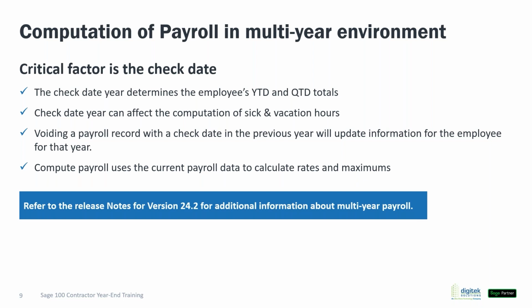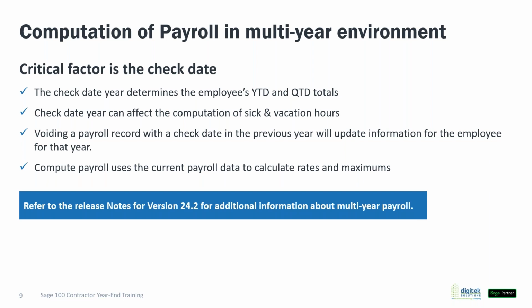Okay, so what happens when you're computing payroll in a multi-year environment? The critical factor is, what is the payroll check date? That's going to determine your employees' year-to-date and quarter-to-date totals. It will affect the sick and vacation hours. If you have to void a check with the previous year, it will update that employee's information for that year. And to compute payroll, it uses the current payroll data to calculate the rates and maximums.